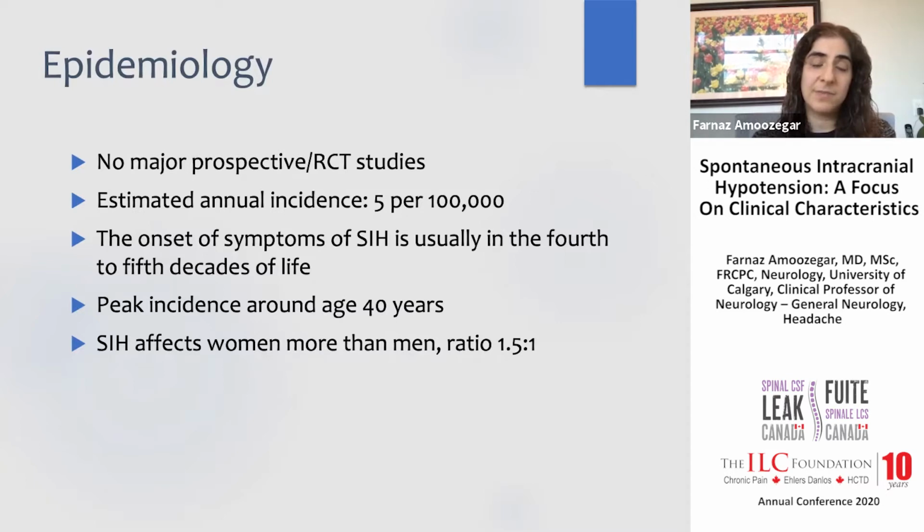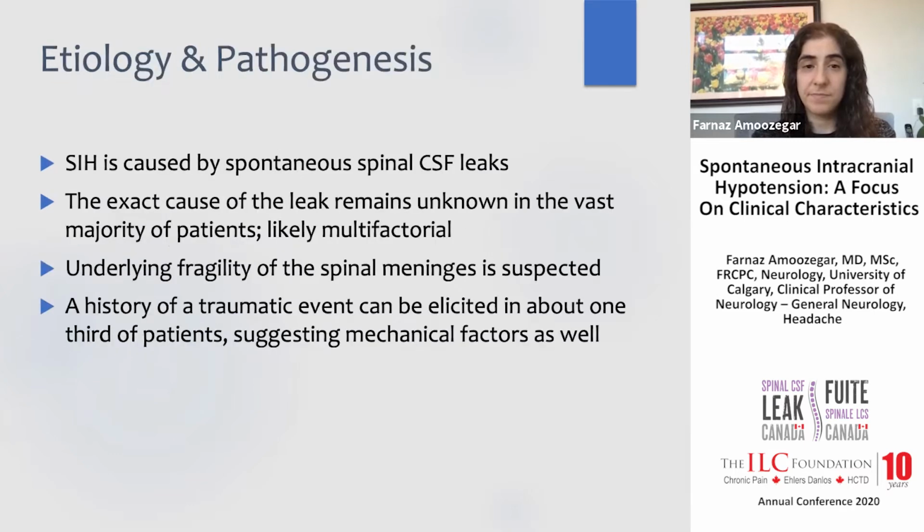The onset of symptoms typically tends to be in the 4th to 5th decades of life. It can certainly be sooner, and it's been recognized in children, and it can be even in the elderly. But the peak is around the 4th to 5th decade of life, typically around the age of 40 years as the most common time period. And it does affect women more than men, approximately 1.5 times more women are affected by this condition as compared to men.